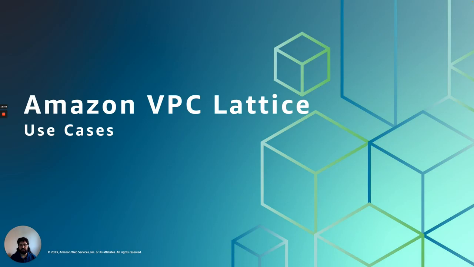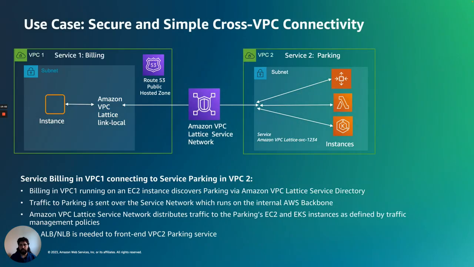Let's see some use cases for Amazon VPC Lattice. Using VPC Lattice, you can connect services across VPCs. Under the hood, it uses AWS PrivateLink, which uses either an interface endpoint or an endpoint to the NLB. It eliminates the need for complex network address translations, VPNs, and proxy devices, but can still operate across VPCs that have overlapping IP spaces.